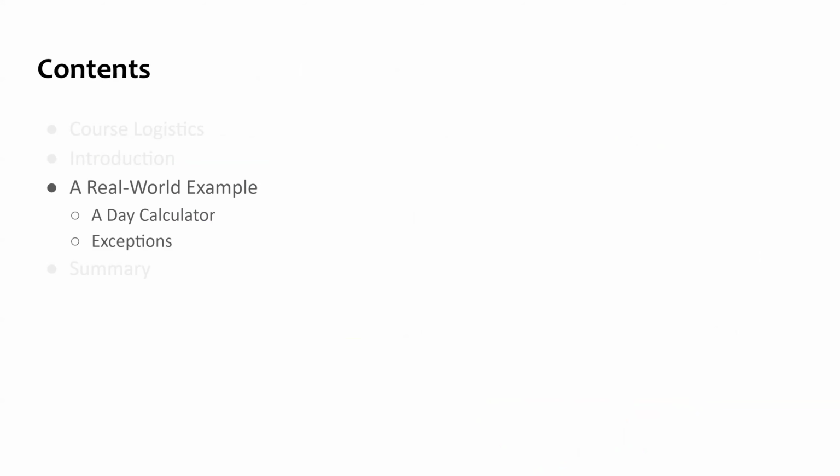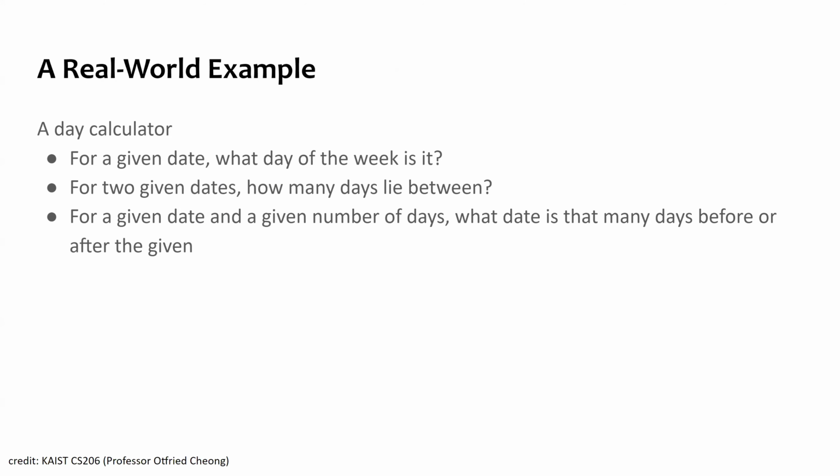Okay, we talked about just abstract concept of ADT. And from now on, we're going to talk about a real world example. Here, we're going to implement a day calculator. And the job of this day calculator are as follows. For a given date, what day of the week is it? You should be able to calculate the day of the week given the date. And for given two dates, how many days lie between?